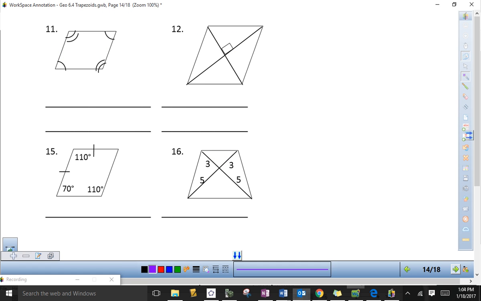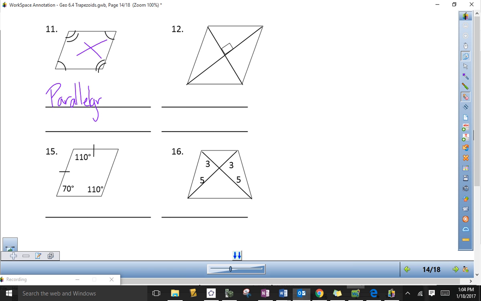Alright, taking a look at the next one. 11, 12, 15, 16. Pause the video and work on those. Number 11, we've got opposite angles that are congruent. That's a parallelogram. Missed some letters there.